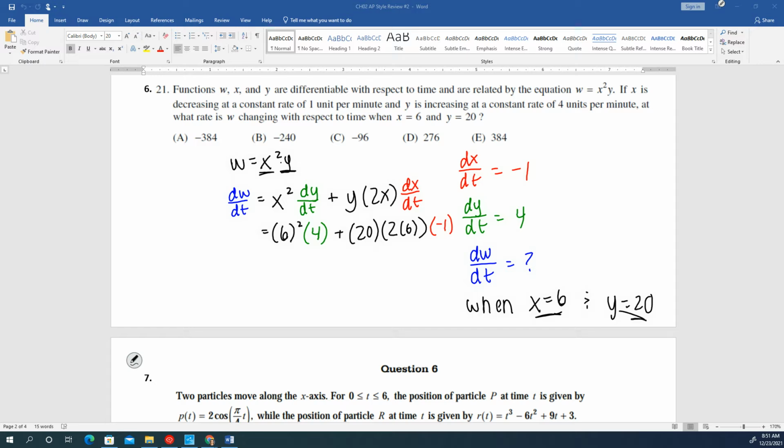So we have 36 times 4. If you need to do that multiplication, sometimes I just do 30 times 4, which is 120, and then 6 times 4, which is 24. So that's 144, you add them together. That's how sometimes I do my mental math. That's 144. And here I have to do 20 times 12 times -1. So 20 times 12 is 240, times -1 would be minus 240. That's not too bad. So 144 minus 240 gives us what, folks?